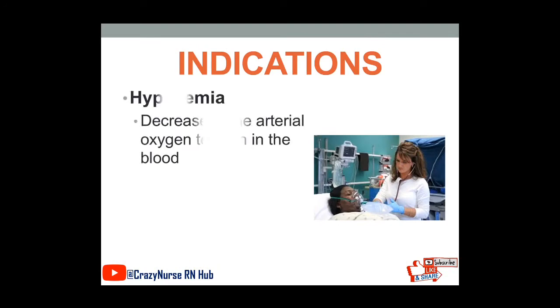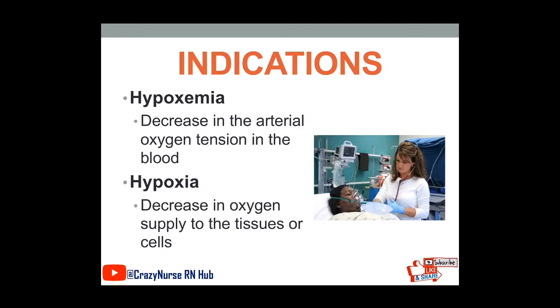For the indications, we give oxygen or supplemental oxygen to patients who experience hypoxemia. Hypoxemia means it is a decrease in the arterial oxygen tension in the blood. It simply means that there is decreased oxygen in the blood. Hypo means low, ox means oxygen, and emia in reference to the blood. So we could say it's decreased or low oxygen in the blood.